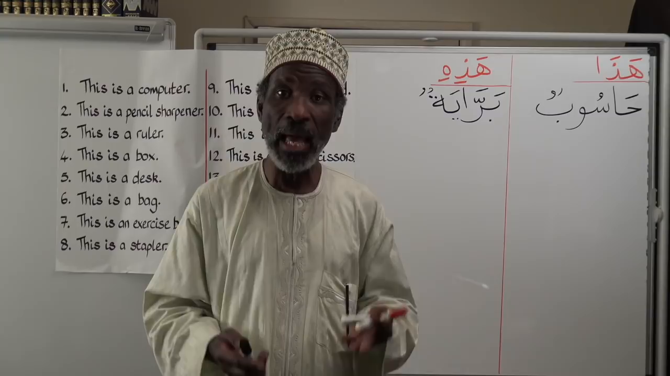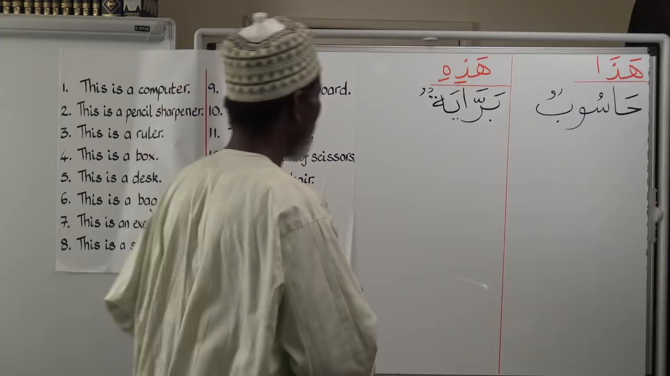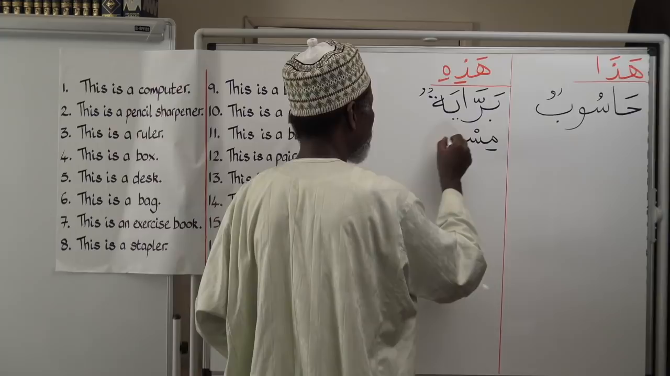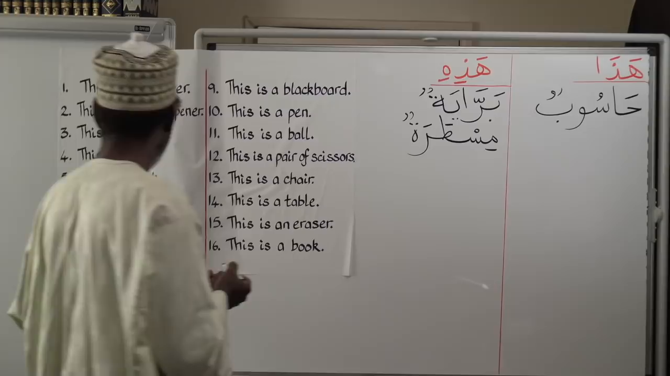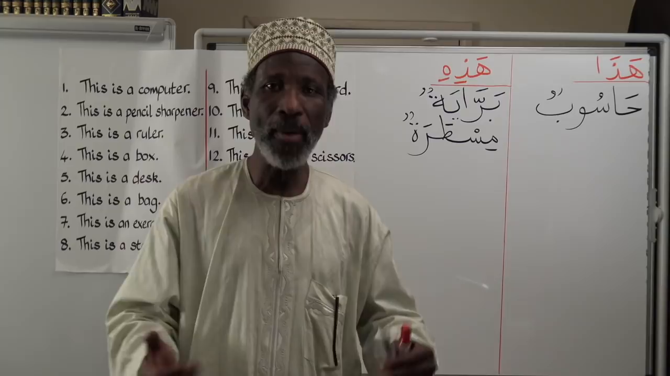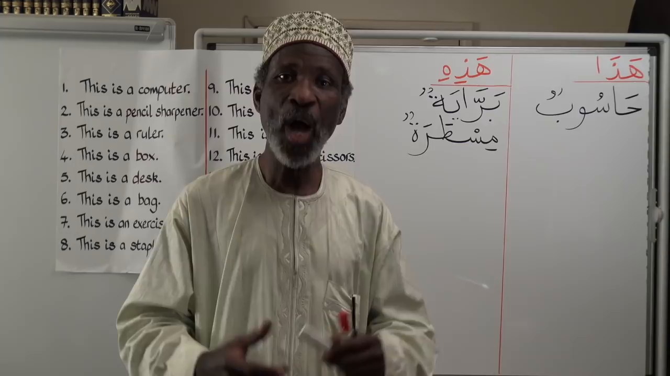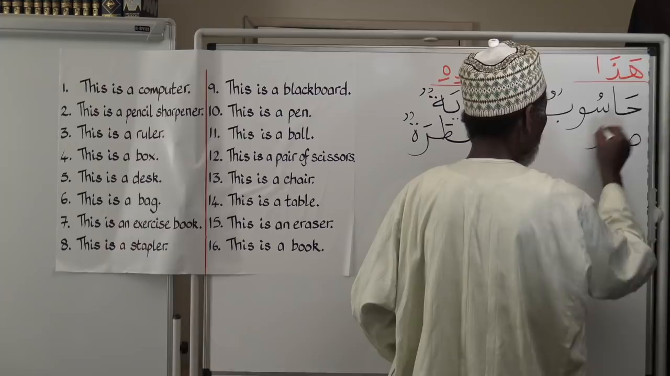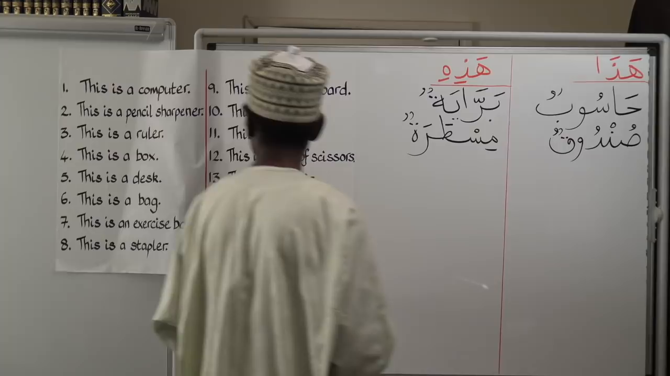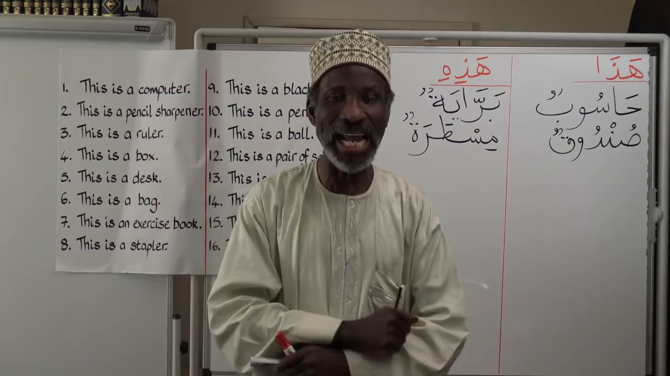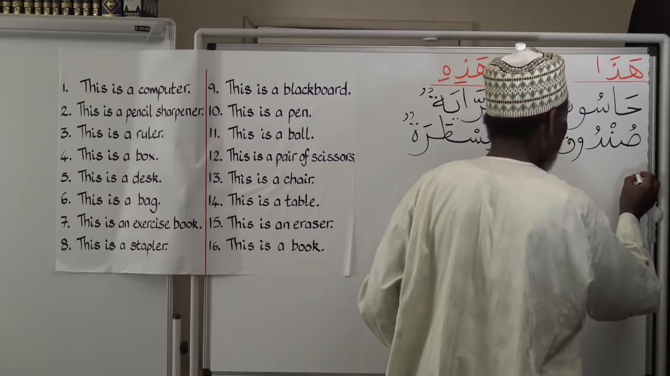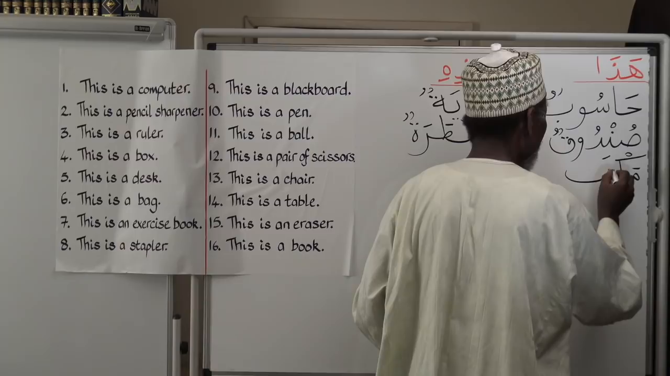Number three: this is a ruler. Ruler is mistaratun. We say haadhihi mistaratun. Number four: this is a box. What's box in Arabic? Box is sundukun, and that's mudhakkar. Hadha sundukun. Number five: this is a desk. What's a desk in Arabic? Maktabun. Hadha maktabun.